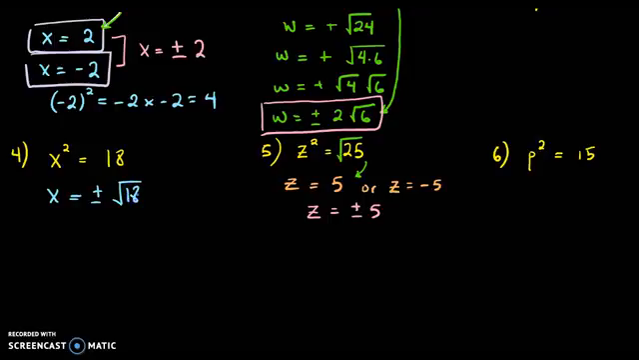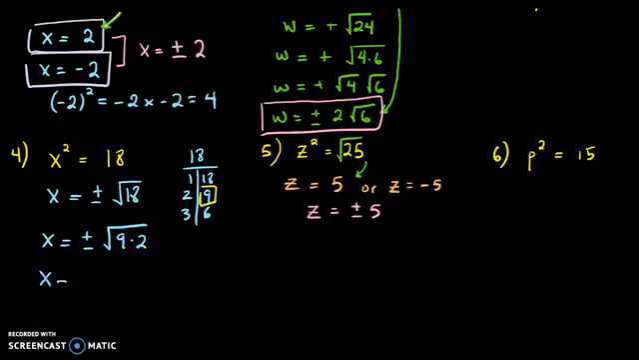Now, can we break this down? So what is 18? Well, 18 is simply 1 times 18, 2 times 9, and 3 times 6. Aha, look. 9 right here falls into our list of perfect squares. 9 is a perfect square. So I can break up 18 into 2 times 9, or 9 times 2. And I can say that x is equal to plus minus the square root of 9 times 2.